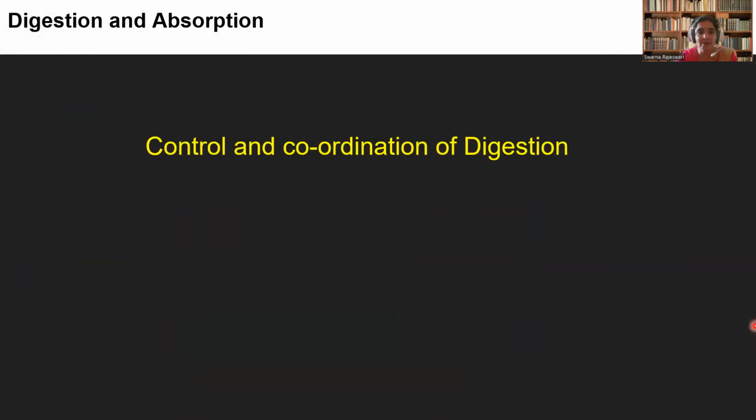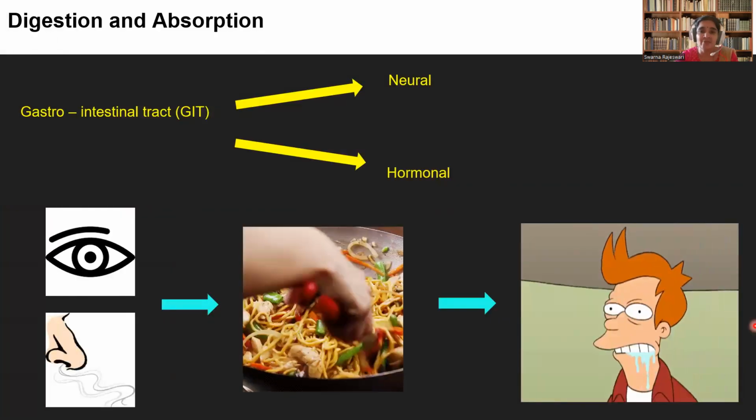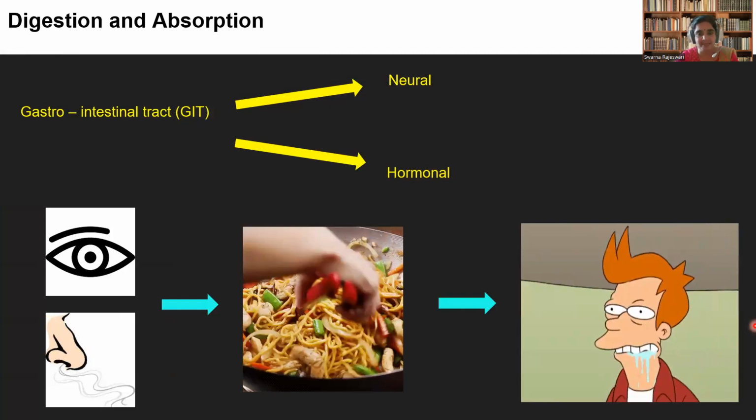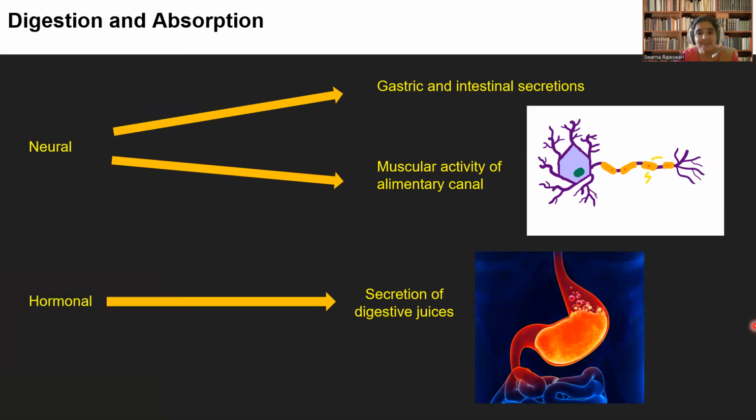Now, when we see control and coordination of digestion, digestion and absorption involve neural as well as hormonal mechanisms. Secretion of several gastric juices as well as intestinal juices involves a neural mechanism, and even the muscular activity of the alimentary canal involves a neural mechanism. For example, when we see or smell a spicy food, it involves secretion of several gastric juices along with saliva, which is a neural mechanism. And even secretion of several digestive juices involves hormonal mechanisms.